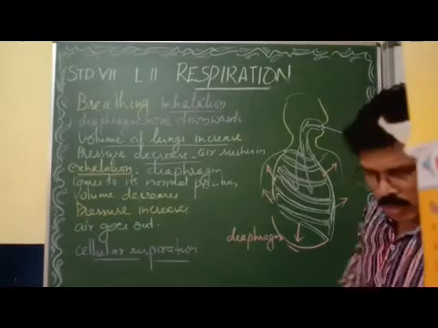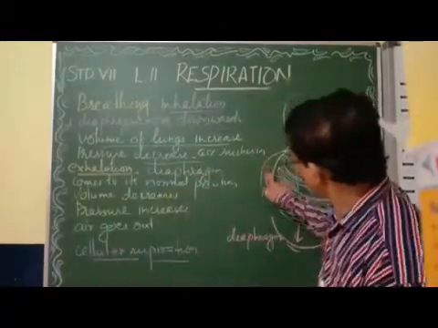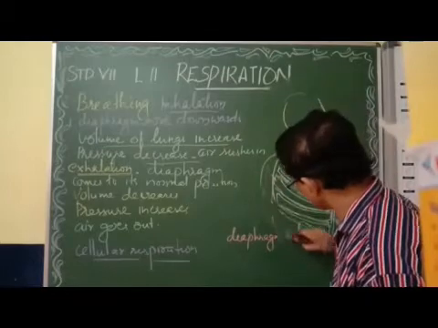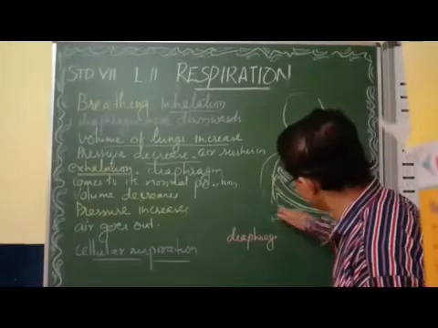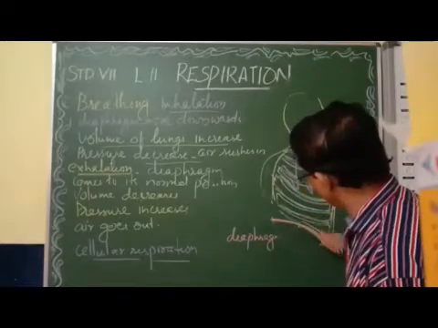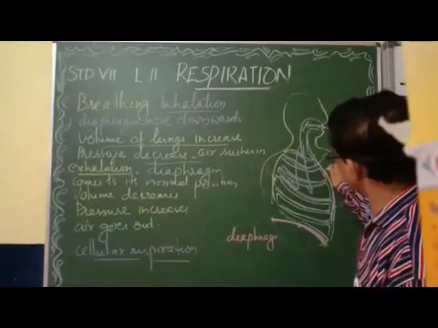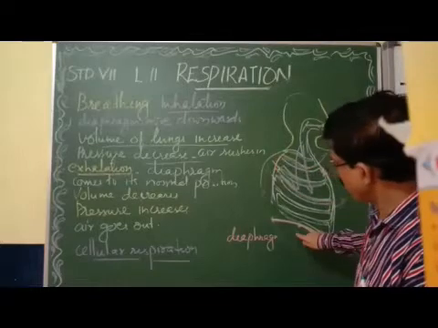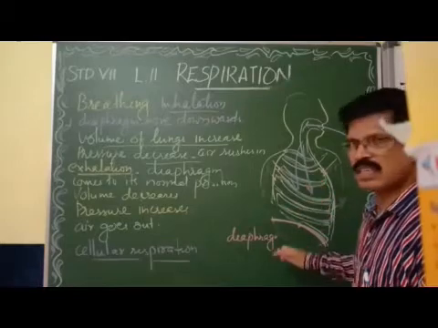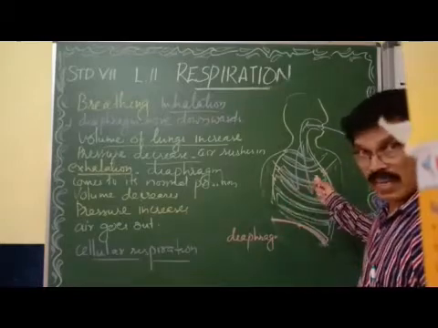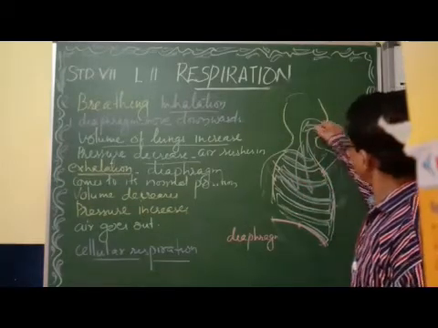Now, exhalation. We can understand the process will get reversed. We can see the diaphragm comes to its normal, previous position, and the ribs now come down to the previous position. Diaphragm and the ribs come back to the original position. As a result, the pressure of air inside the chest increases. Volume decreases, pressure increases, and the air rushes out.